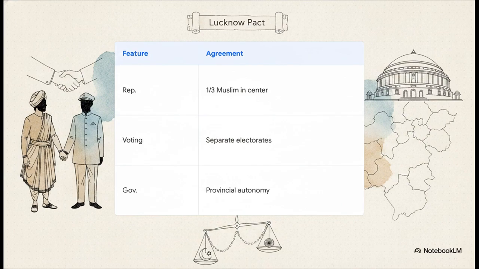A crucial breakthrough happened with the Lucknow Pact of 1916. Muhammad Ali Jinnah played an absolutely instrumental role here in uniting both the Congress and the Muslim League to agree on a joint set of demands. The crucial point is, they agreed on one-third Muslim representation in the Central Council, officially recognized separate electorates, and established the demand for provincial autonomy. For a moment, unified political progress seemed entirely possible.